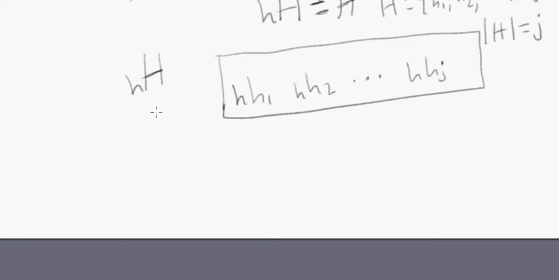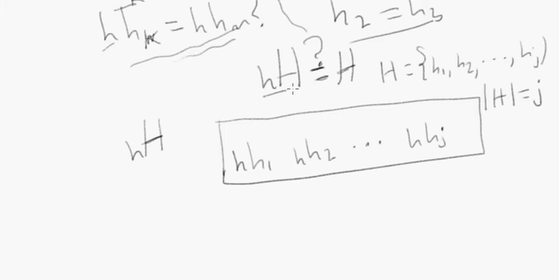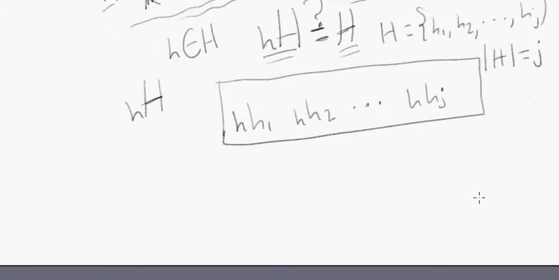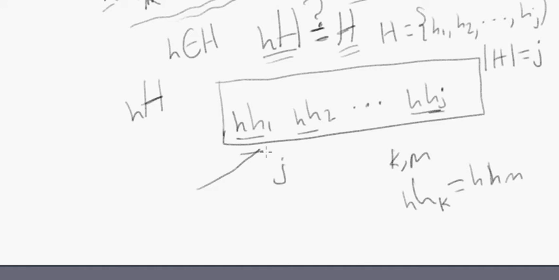Now we're wondering, does little h times H always equal big H, where of course little h is an element of big H? We noticed before that for any k and m, assuming k and m are different, it's never the case that little h times hk equals little h times hm. Which means that h times h1, h times h2, h times h3, all the way up to h times hj are all distinct. How many elements do we have in little h times H? It turns out we have exactly j elements, so the cardinality of this coset is j.